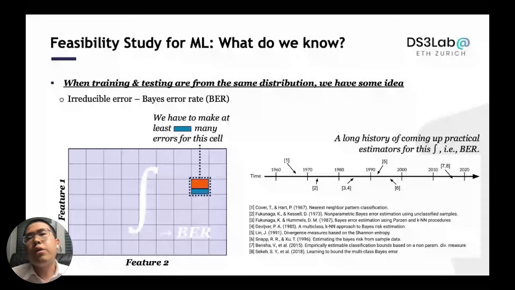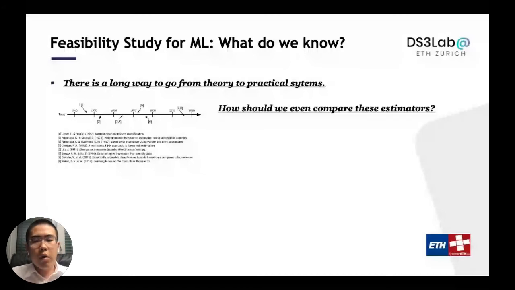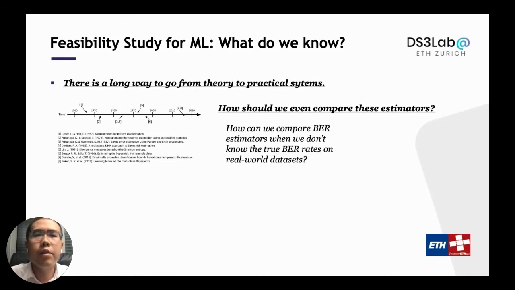The second thing that we know is that if you want to take this collection of theory and turn it into a practical system, there are a lot of things that you need to worry about. The first question that we were trying to understand is, given all those beautiful estimators, which one is the best? How can we compare them? This is actually very hard to understand because all of them try to estimate the base error rate. However, for most real-world data sets, you will never know the true base error rate. How can you compare this whole bunch of estimators without knowing the true answer?